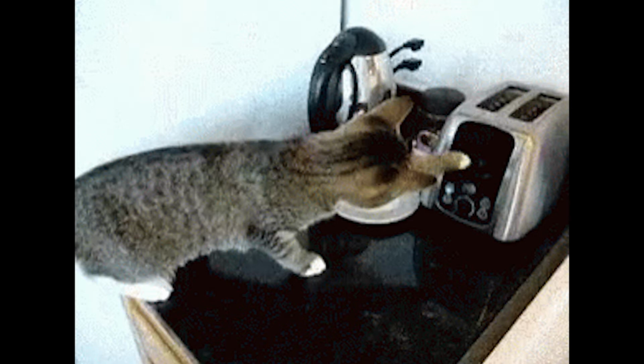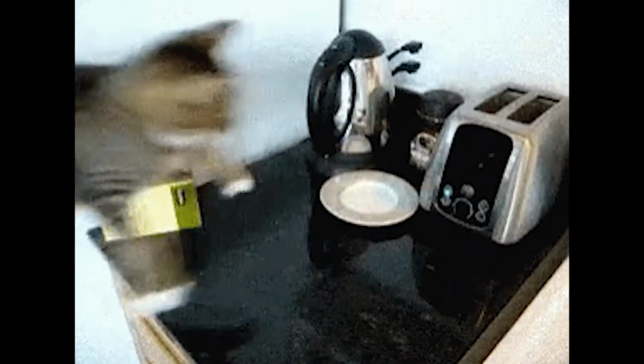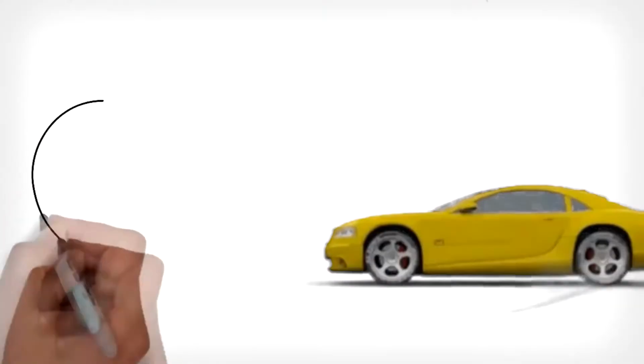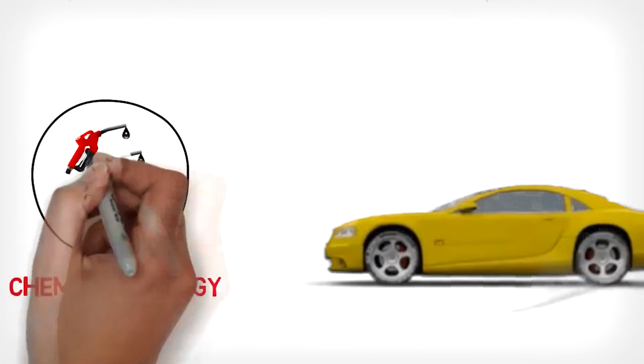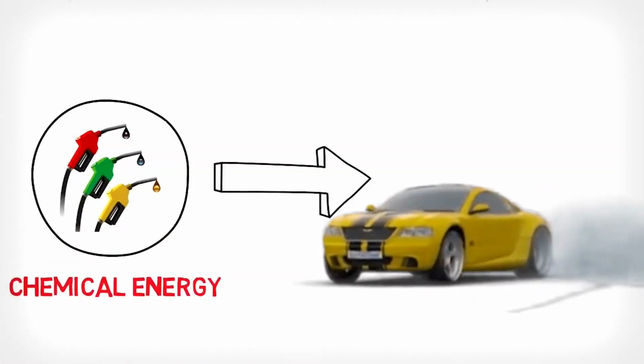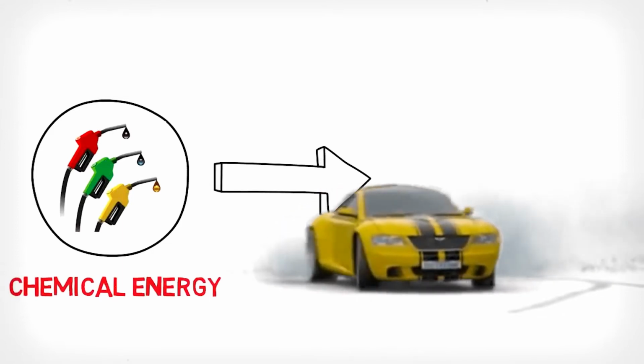Some energy changes are caused by machines. A toaster changes electrical energy into heat energy. A car's engine changes the chemical energy in gasoline to energy of motion.